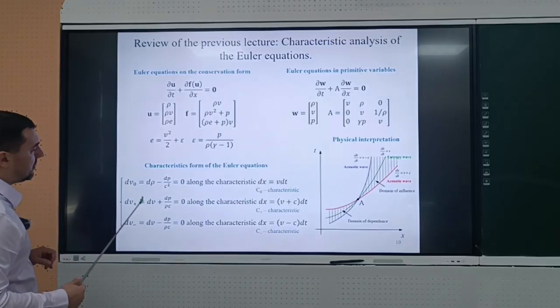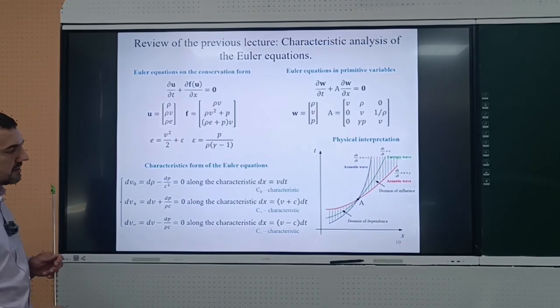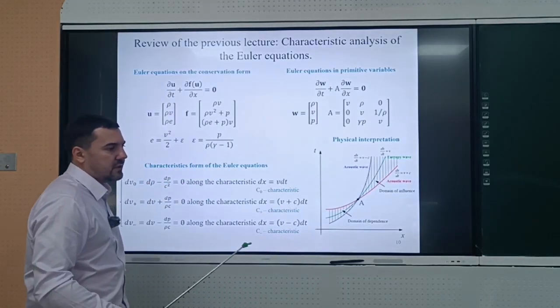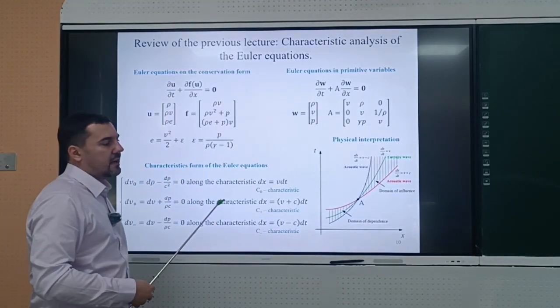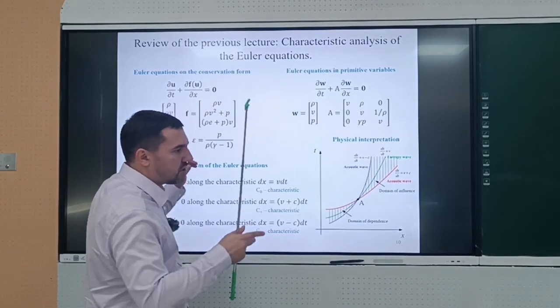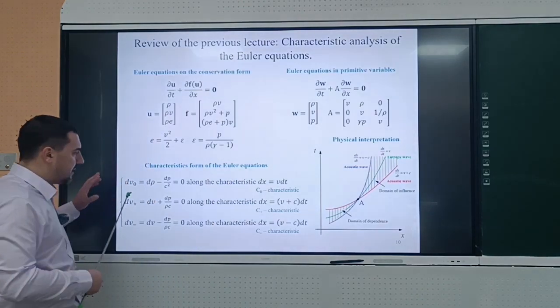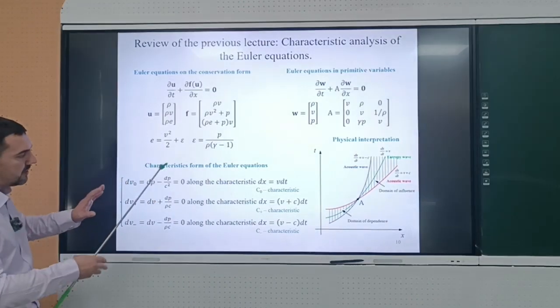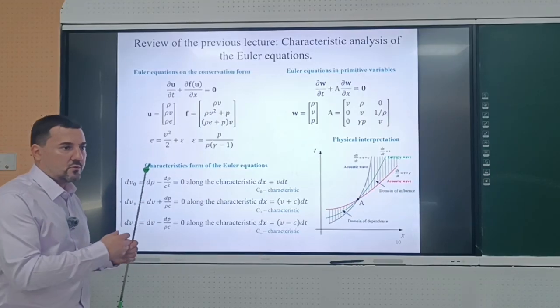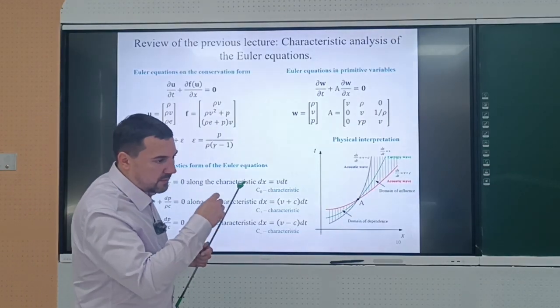Characteristic form is very suitable for implementing boundary conditions. Because if we want to use so-called non-reflecting boundary conditions, subsonic boundary conditions, we should analyze the disturbances that propagate not in the form of some pressure waves and so on. Disturbances in gas dynamics, in Euler equations, propagate along these characteristics.